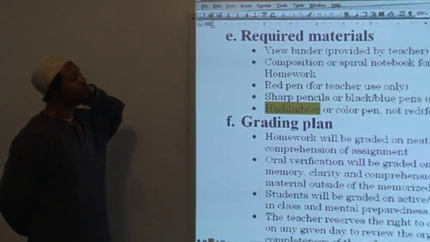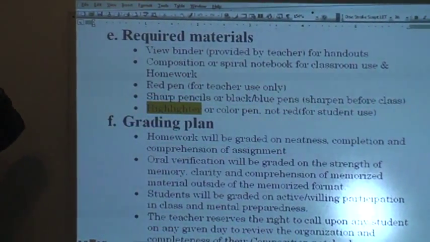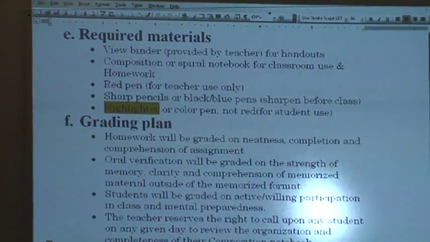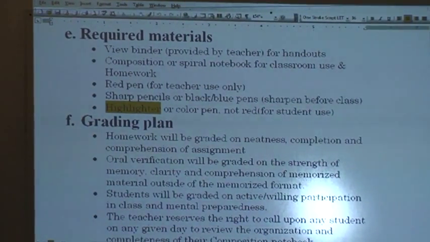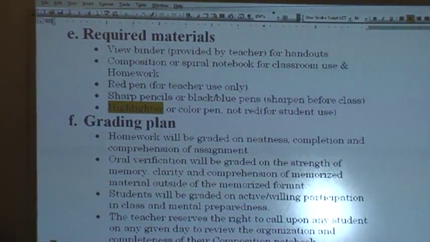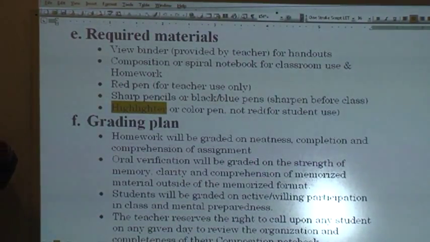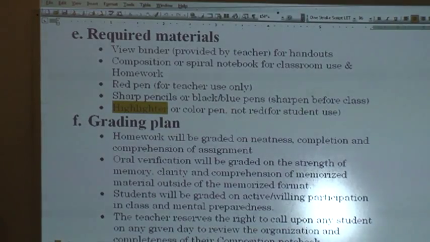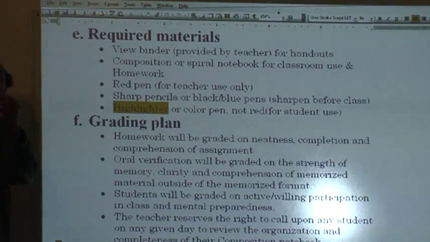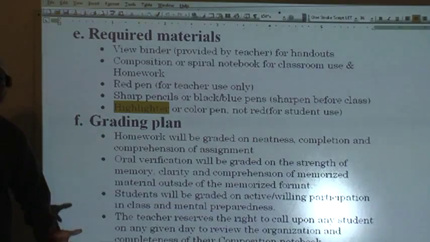Required materials: a view binder that's going to be provided by me, for your handouts; a composition or spiral notebook for classroom use and homework; and your red pen. You will have a red pen, so if I need to write something, I don't have to look in my bag for one. Everybody has their own red pen that I can just grab and use. It's best to get one of those big pens that you can flip to different colors. That might help out.